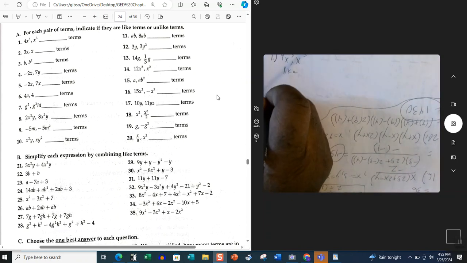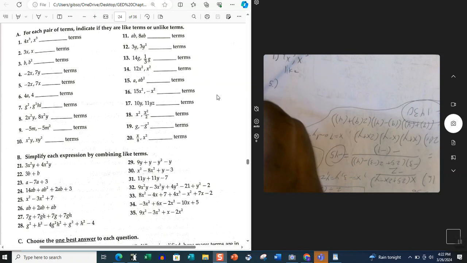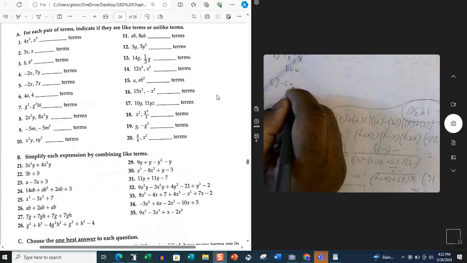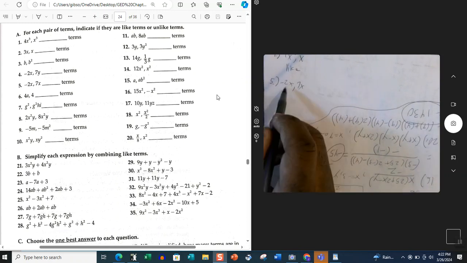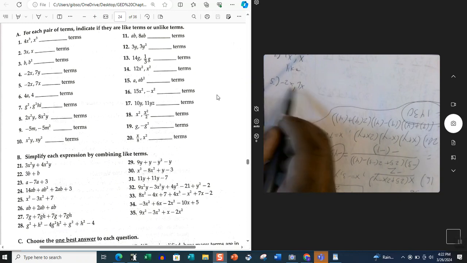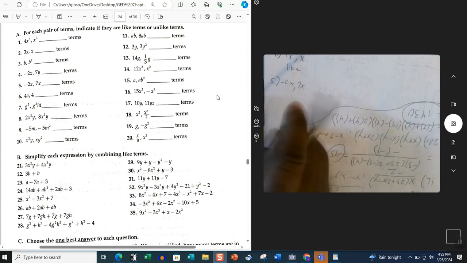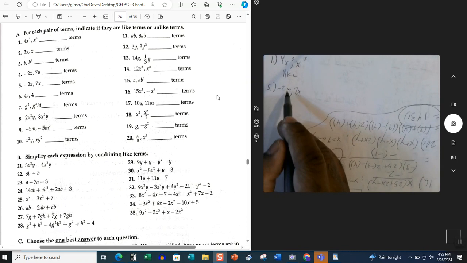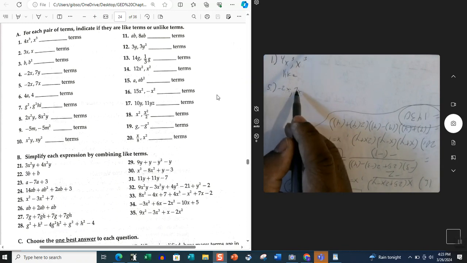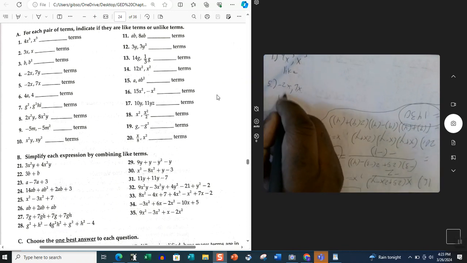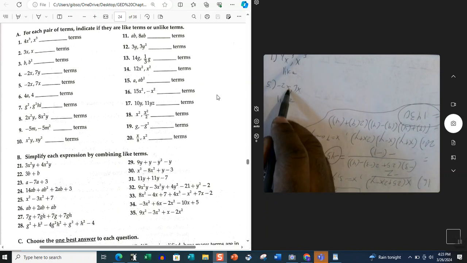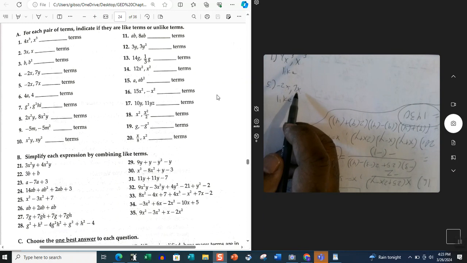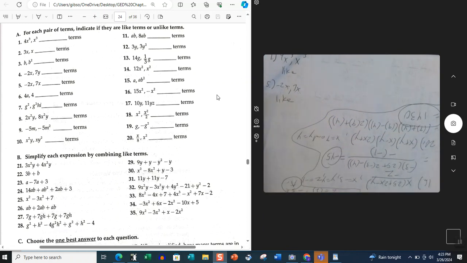Okay, the next problem. Let's look at problem number 5. We have negative 2x and 7x. Both of them have variables. Both of them are one term. Both have variables, and the variable is x. Both of them are taken to the same exponent. So this is like. And when I say they're the same exponent, you don't see an exponent with the x's, but they are assumed to be taken to the first power.